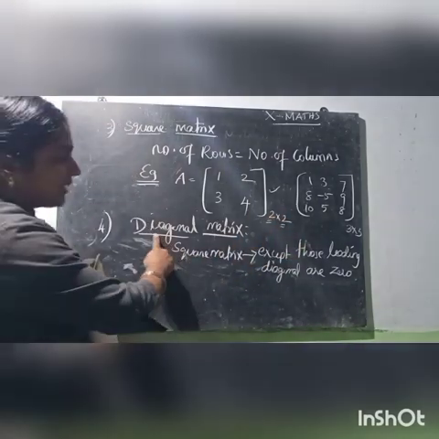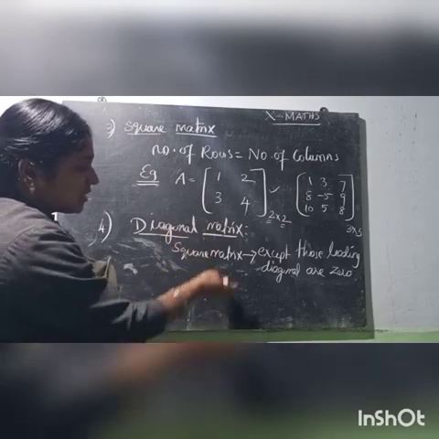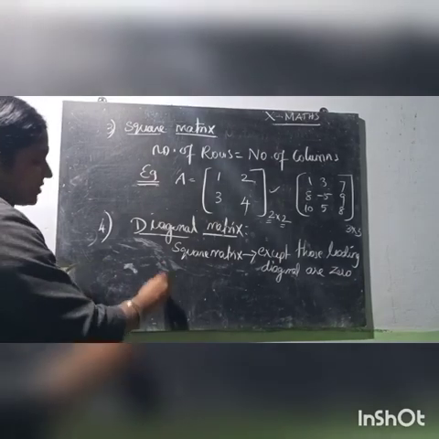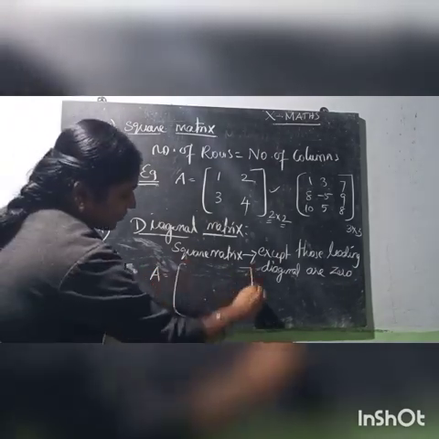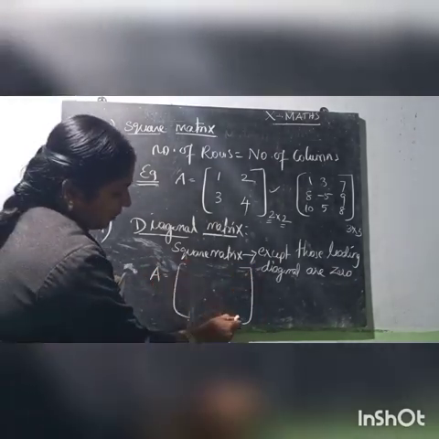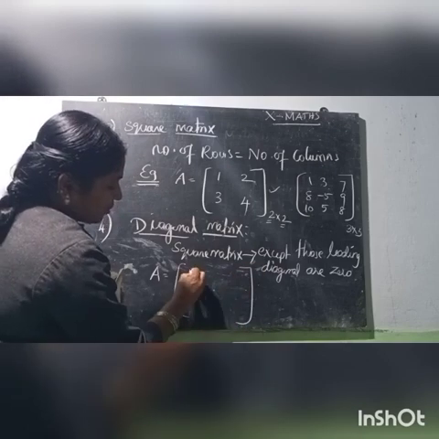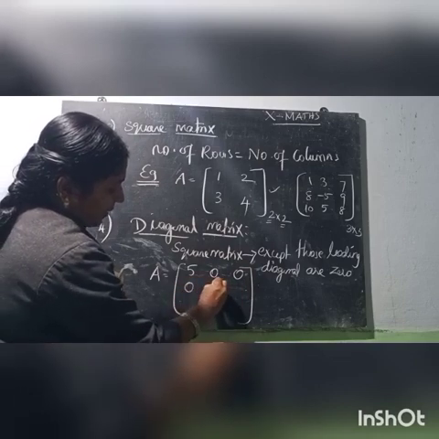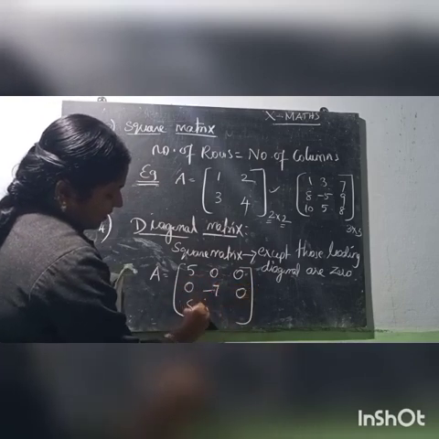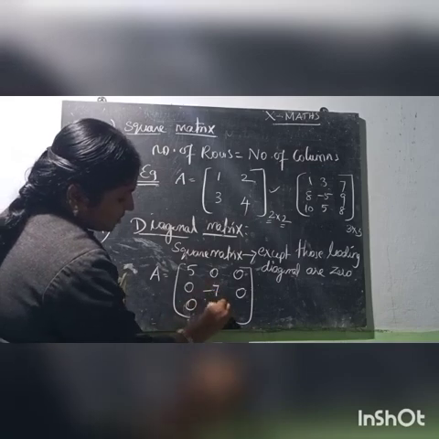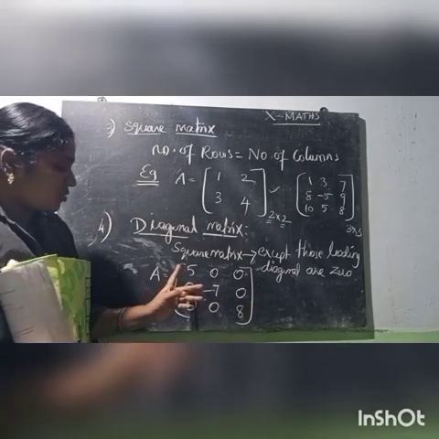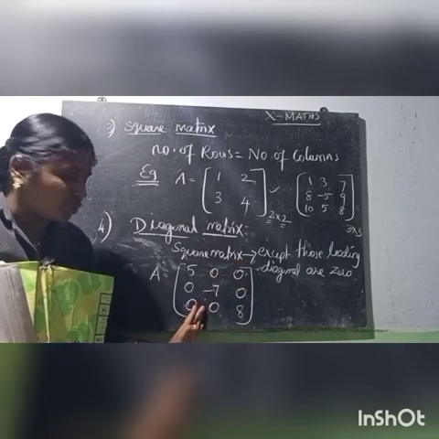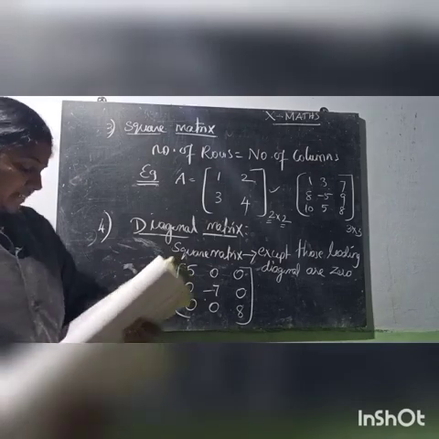Then next one, diagonal matrix. Diagonal matrix means in a square matrix, except for the leading diagonal, all other elements are 0. For example, matrix A equal to: only the diagonal should have numbers, other than the diagonal should be 0. So, 5, 0, 0, then 0, minus 7, 0, 0, 0, 8. Only this diagonal should have numbers, other than the diagonal should be 0. So this is called a diagonal matrix.